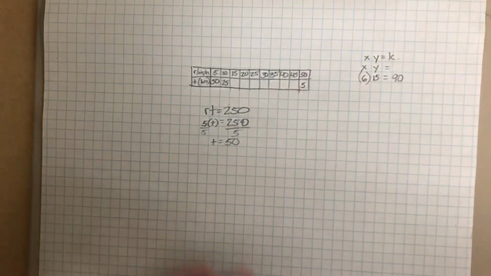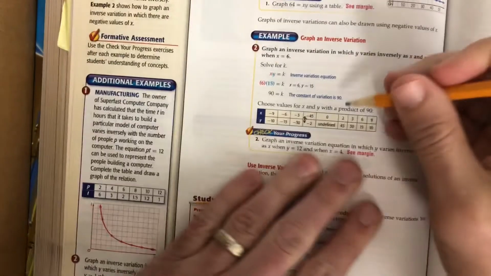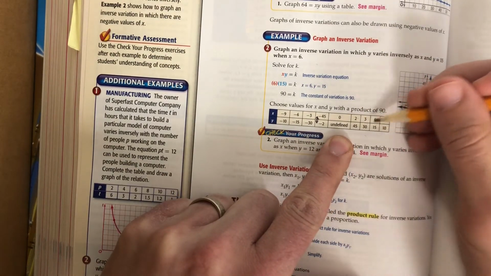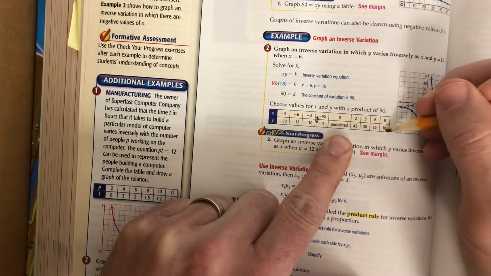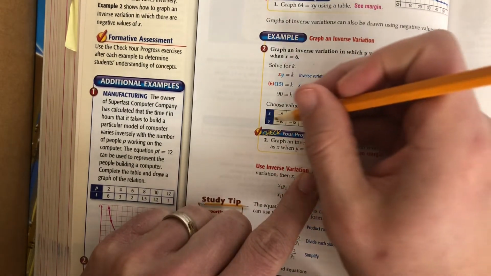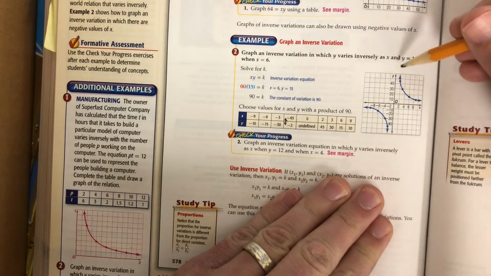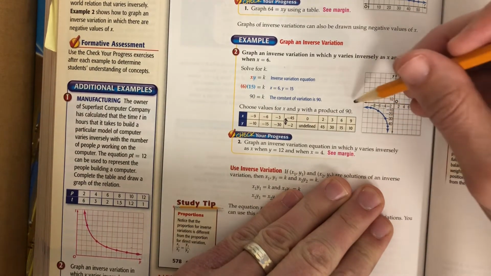And I can set up the table. You see the table here in example 2. So when x is 2, 2 times 45 is 90, 3 times 30 is 90, 6 times 15 is 90, 9 times 10 is 90. Same thing with negatives, and so that's how we have this graph going this way, and we also have a negative graph.